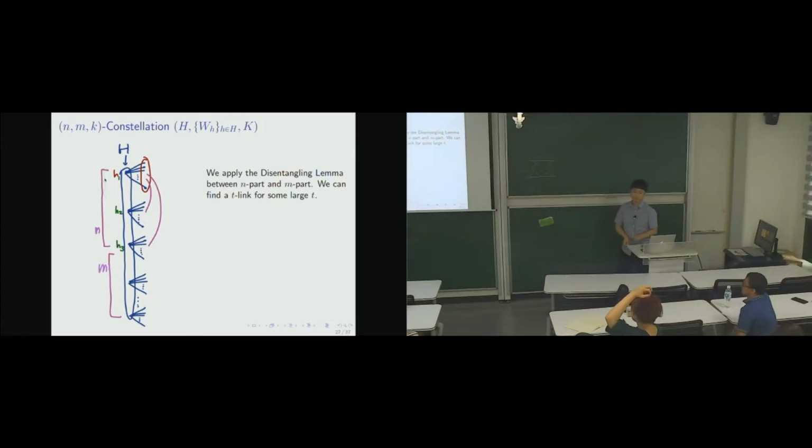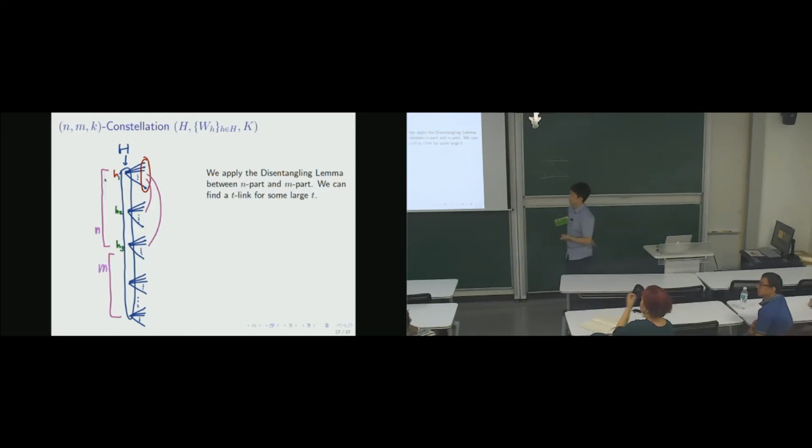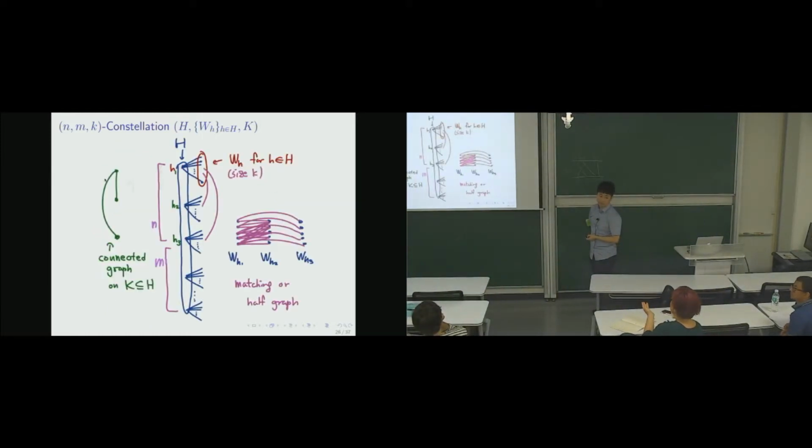But where does this constellation come from? Do you just construct this constellation according to some rule and then prove this property, or do you find it? No, this is the definition of constellation.